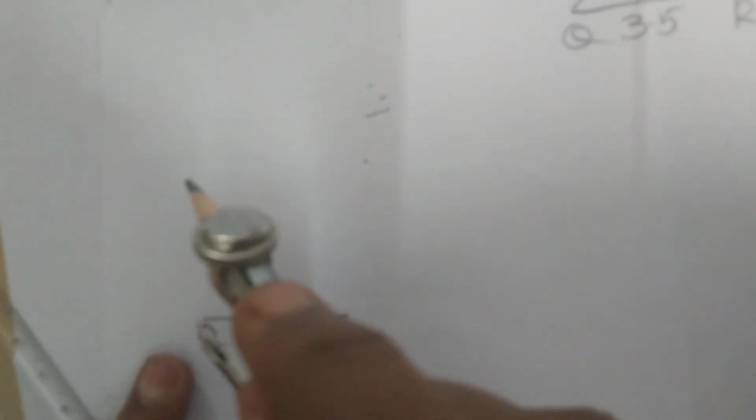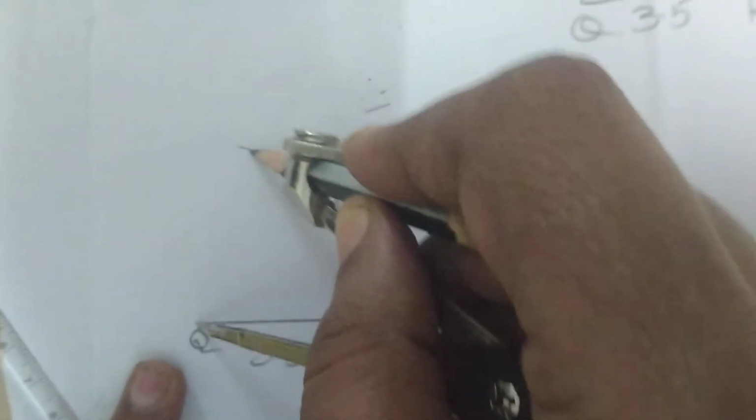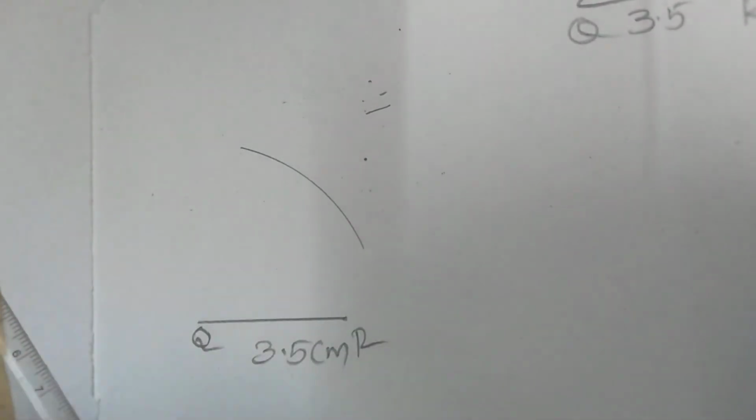For PQ, keep Q as the center, as the P point is unknown. We don't know where P is, but we know the Q point. So keep Q as center, the sharp end of the compass on Q, and draw a 4 centimeter arc.